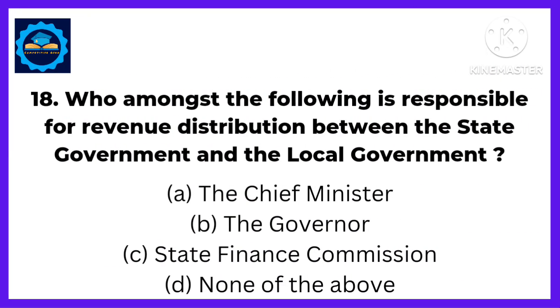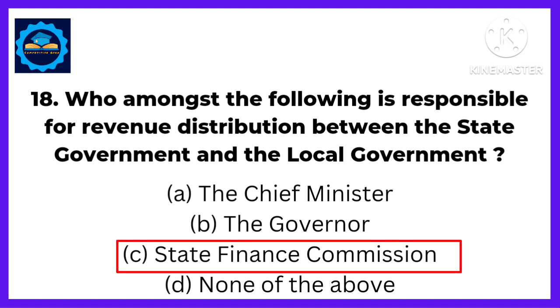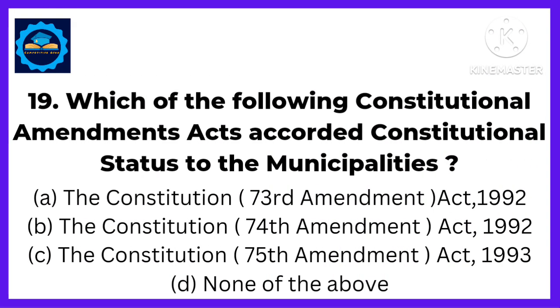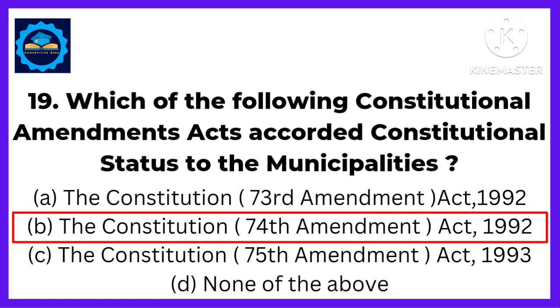Next, who amongst the following is responsible for revenue distribution between the state government and local government? Answer: State Finance Commission. Next, which of the following constitutional amendment acts accorded constitutional status to the municipalities? Answer: The Constitution 74th Amendment Act 1992.